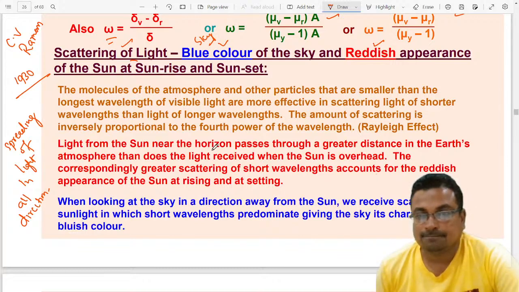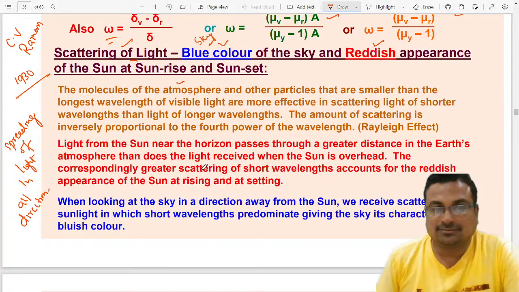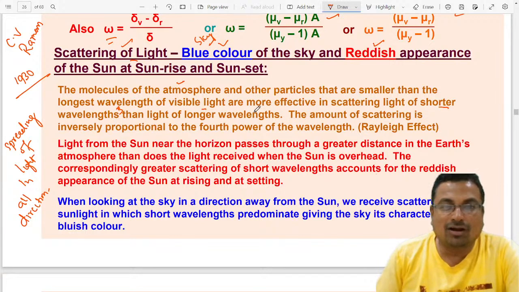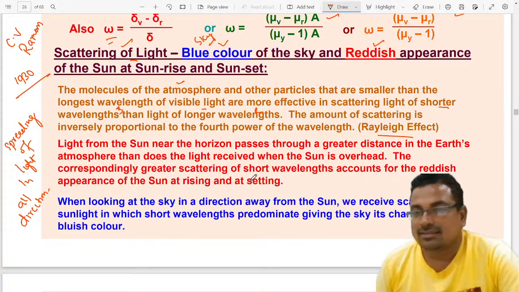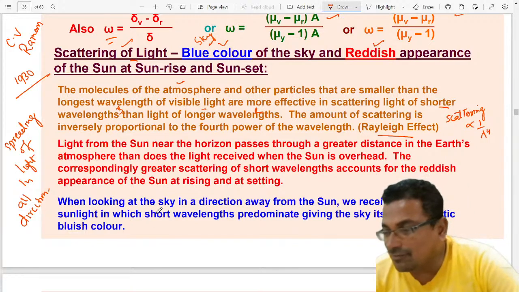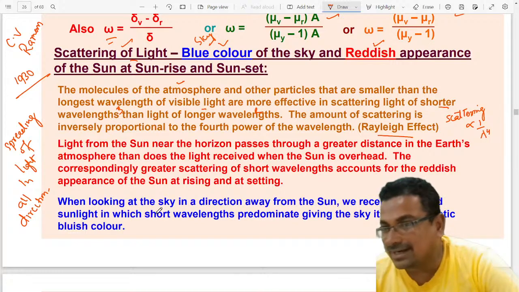So friends, when light passes through the molecules of the atmosphere, visible light of shorter wavelength, the blue color, is scattered more effectively than longer wavelength, the red color. The amount of scattering is inversely proportional to the fourth power of the wavelength, as explained by Rayleigh. As the wavelength is more, scattering will be less. So red color, having the longest wavelength, is scattered less. The blue color has a shorter wavelength, so it is scattered more.